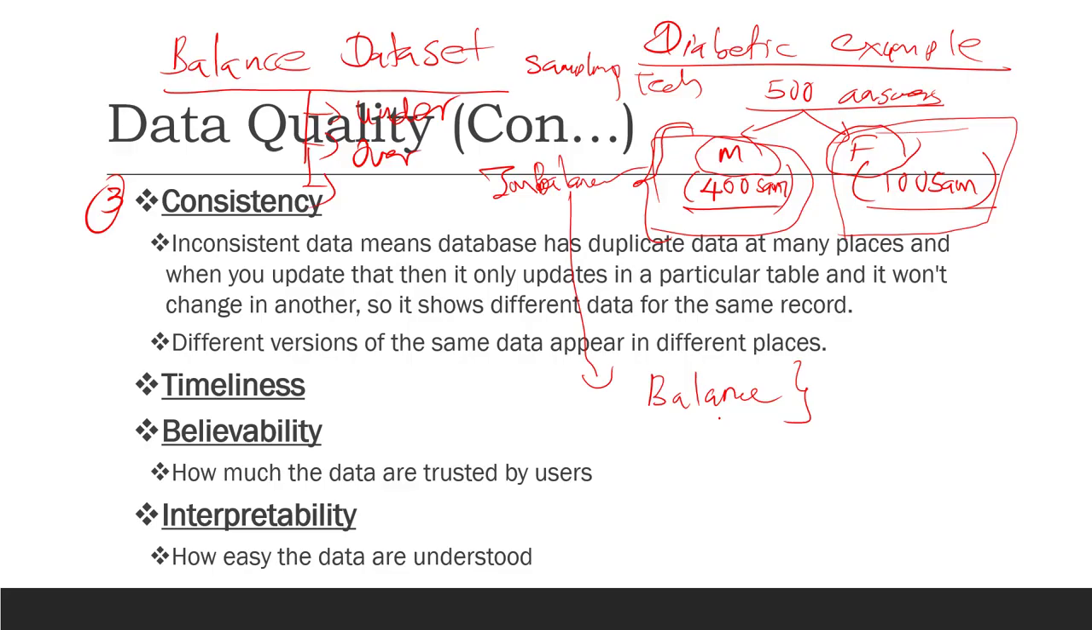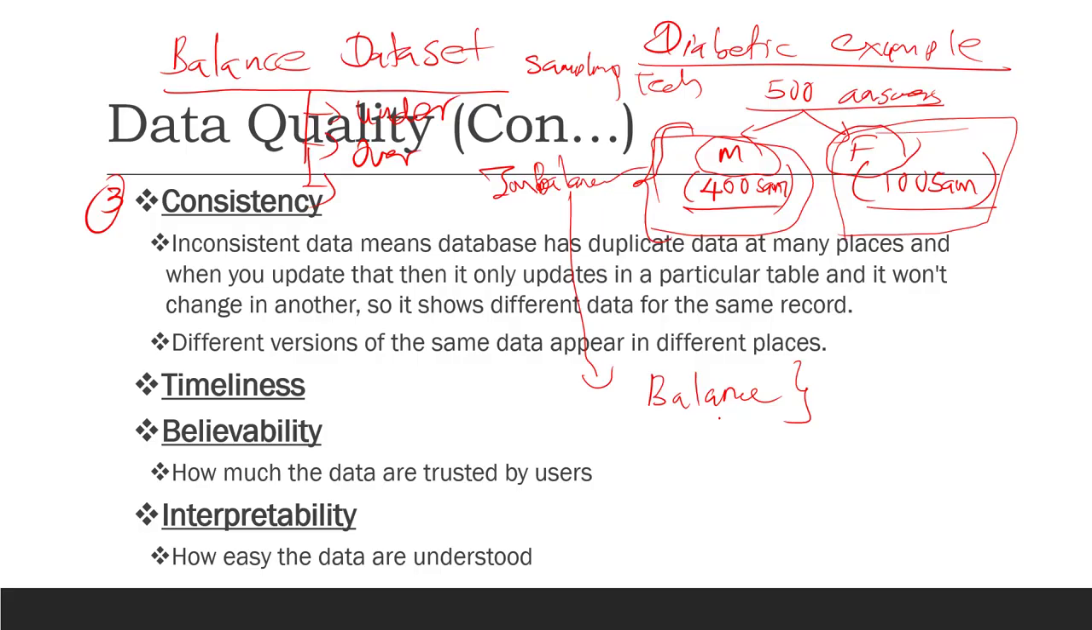Now, definitely you need to balance the data set. What are the different possibilities you can balance this data? Tell me. Any volunteer? What are the possible ways you can balance? Just think about 100 samples and 400 samples. How can you get balance?